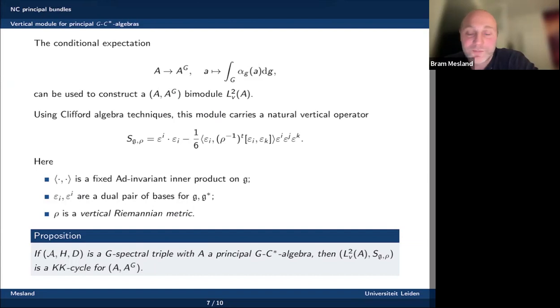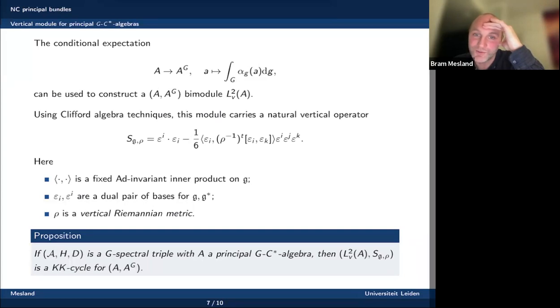If you look at the paper where this is described, it looks slightly more complicated there, because you need to also take into account the relevant Clifford structure, in order to get this operator that I've written here in the middle of the page. So you get a natural operator on this module by fixing an ad invariant inner product on the Lie algebra, and you choose a dual pair of bases, and rho is another piece of data, the vertical Riemannian metric.